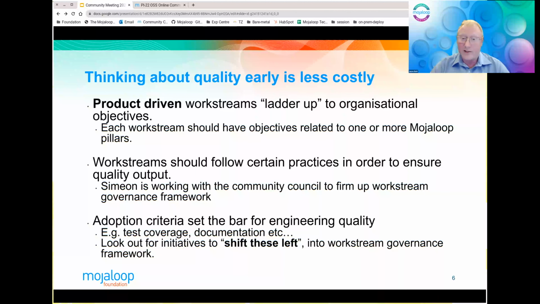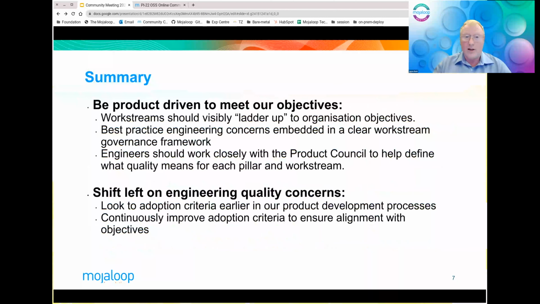And that means really to start thinking about that during the product definition phase. So Product Council, and watch out, I'm coming along and I will be talking about quality a lot.